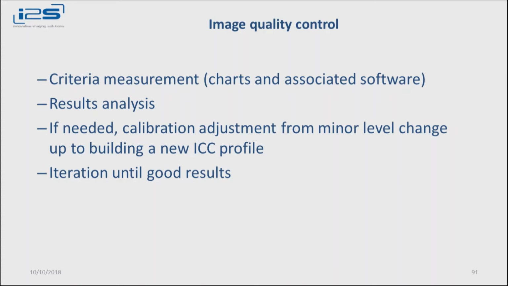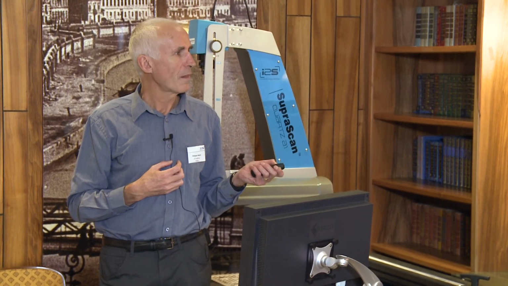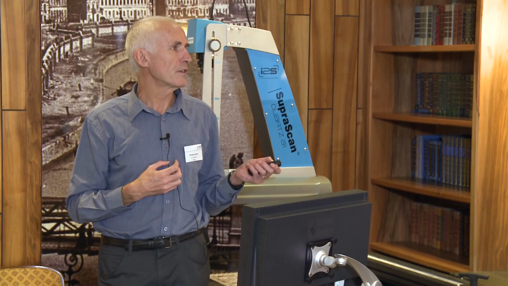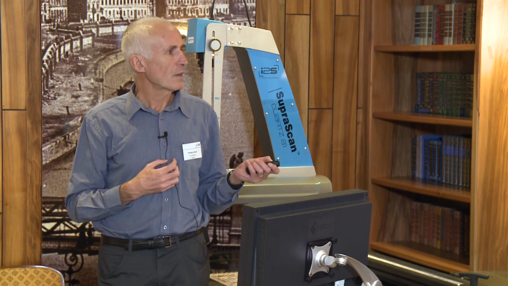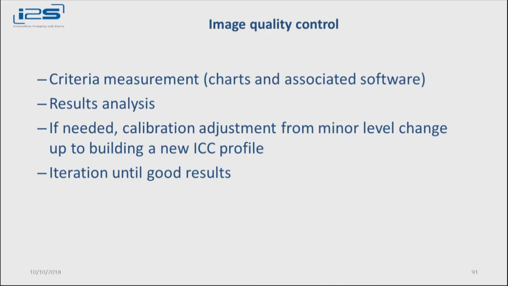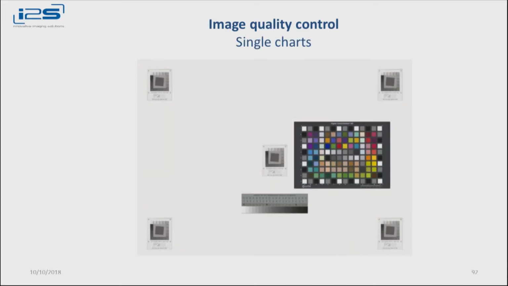So it's an iterating process. You scan the chart, you check the result. If everything is okay, you can scan. If it's not okay, you may have to adjust a little bit the black level or one color. And if it's really very bad, you may have to build a new ICC profile. So you can do that with single charts.